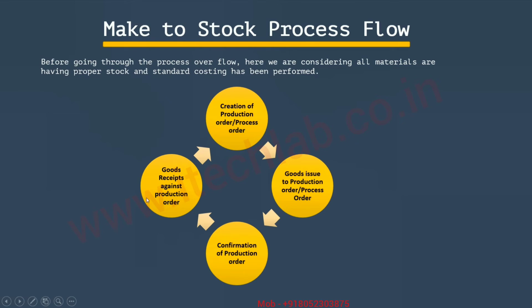The next step is goods receipt against the production order. We have created the production order, we have used our raw material to create a finished good or semi-finished product, and then we have included the extra costs. Then we receive our finished good. Once we receive it, the stock of the finished good material increases. So whenever a sales order comes, you just deliver the goods from our finished product. So this is make to stock.